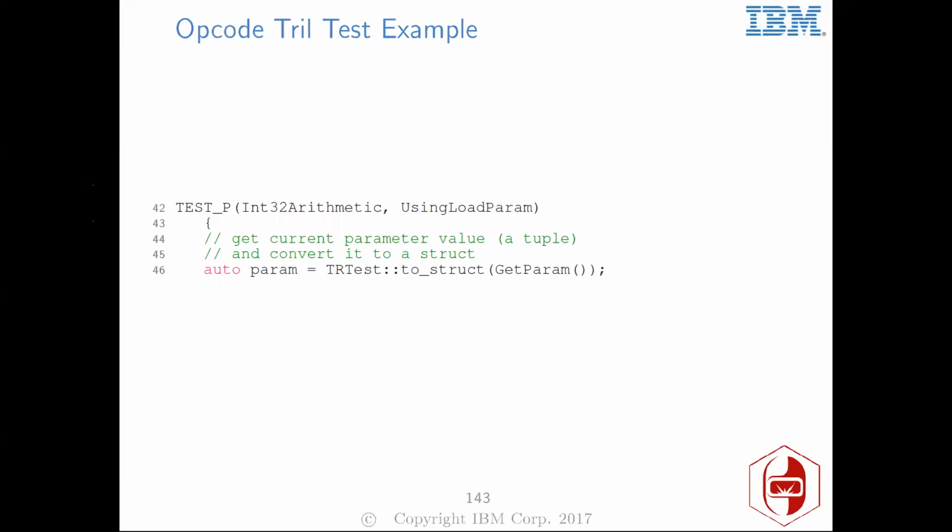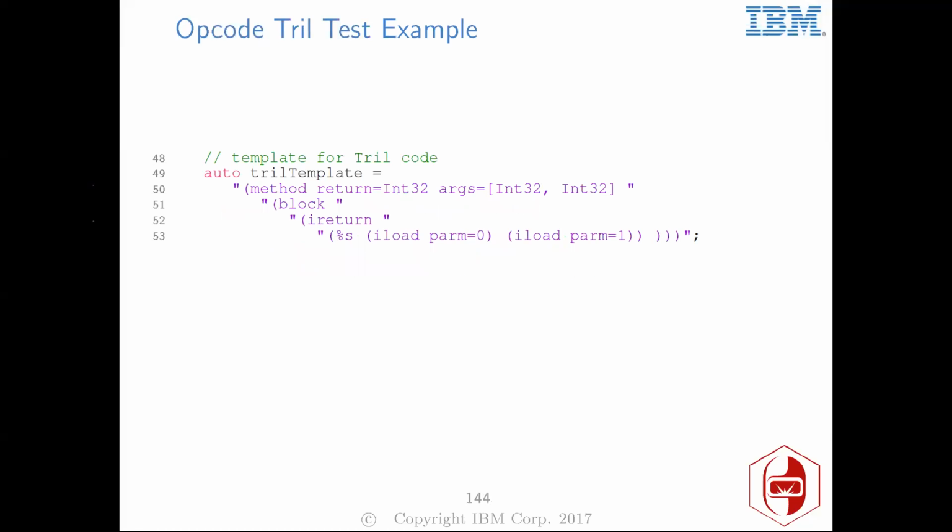Next, we define the first part of our test. We call getParam to grab the parameter from the test framework. And we use toStruct to unwrap the test parameter in a struct that is going to make it more convenient to access the different fields of the tuple we get. This is so that we don't have to use std::get over and over again.